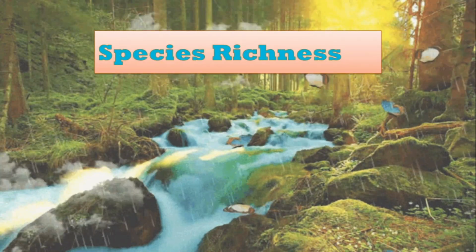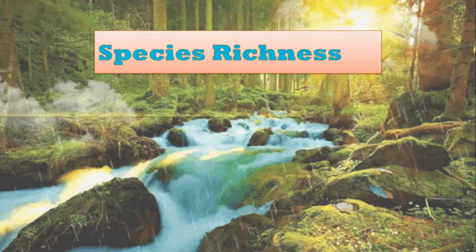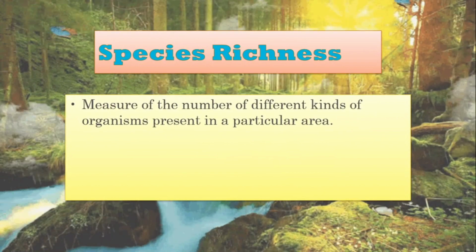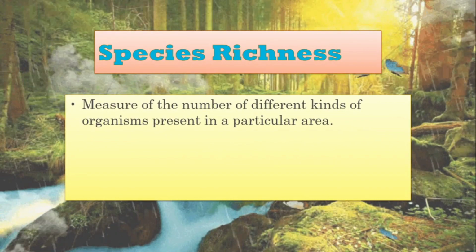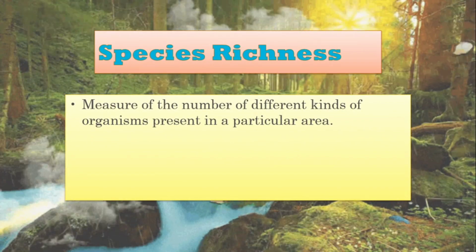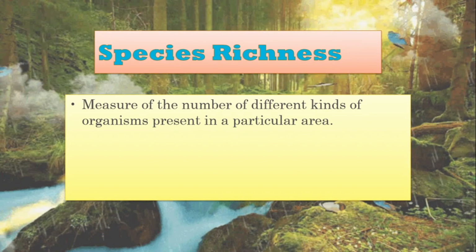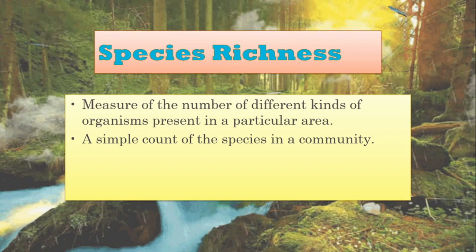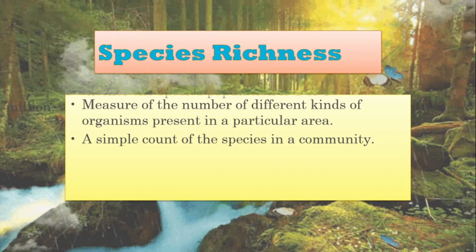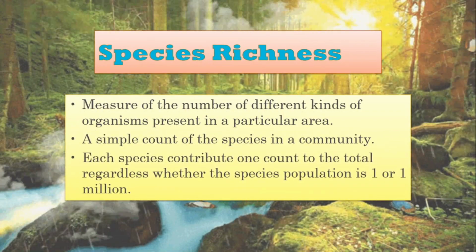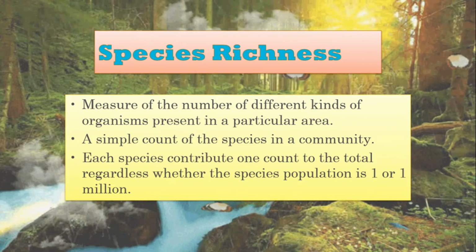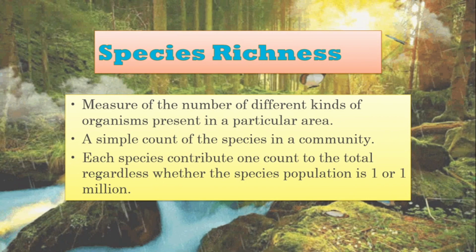Species richness. What is species richness? It is the measure of the number of different kinds of organisms present in a particular area. Species richness is also a simple count of the species in a community. Each species contributes one count to the total regardless of whether the species population is 1 or 1 million.